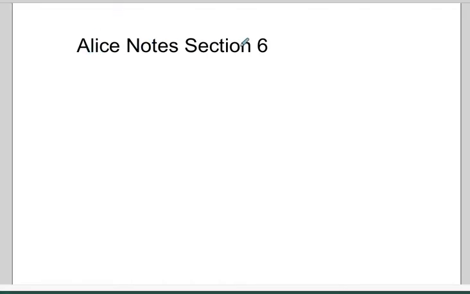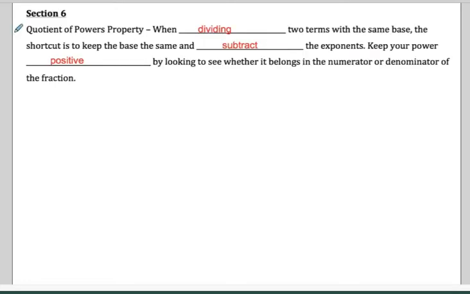These are the Alice notes for Section 6. Section 6, the quotient of powers property. When dividing two terms with the same base, the shortcut is to keep the base the same and subtract the exponents. Keep your power positive by looking at whether it belongs in the numerator or the denominator of the fraction.